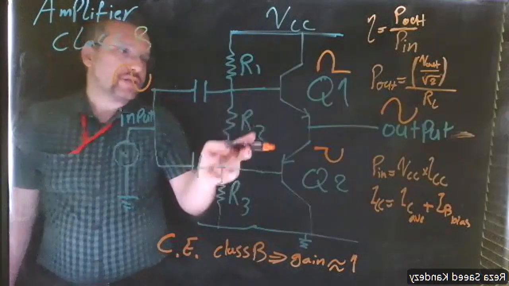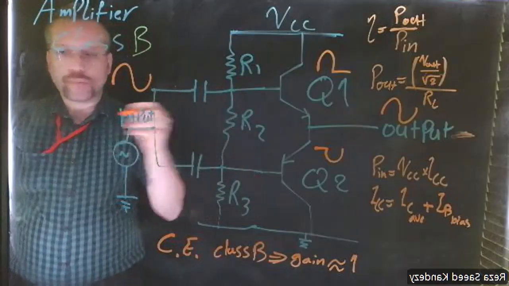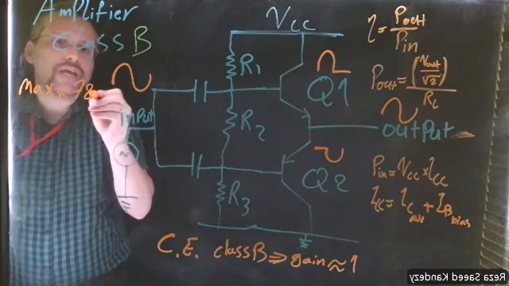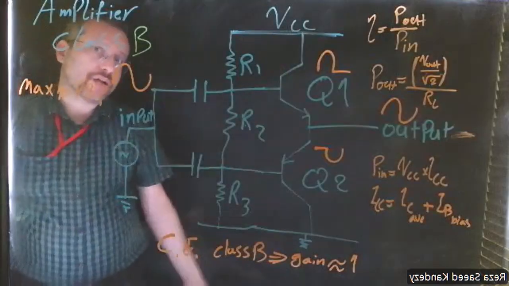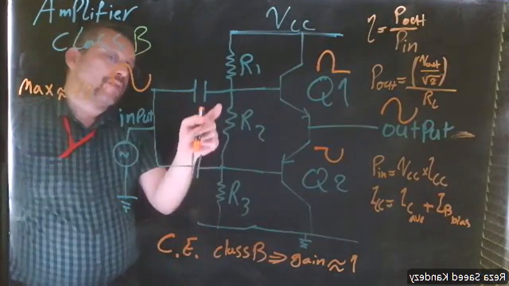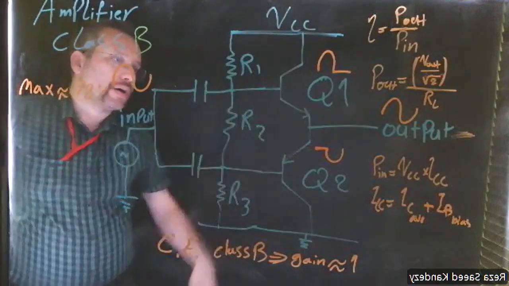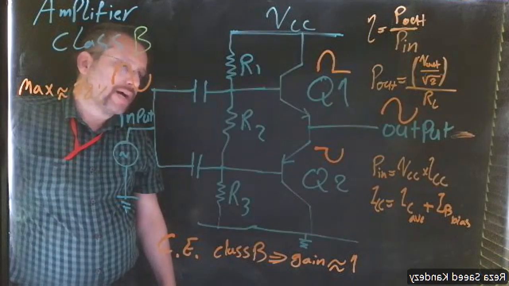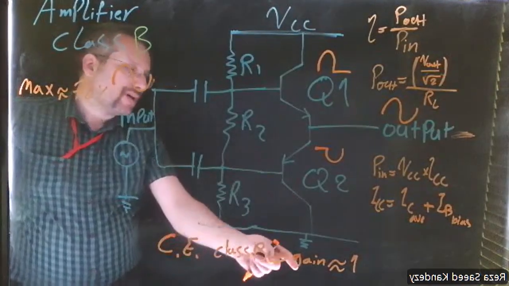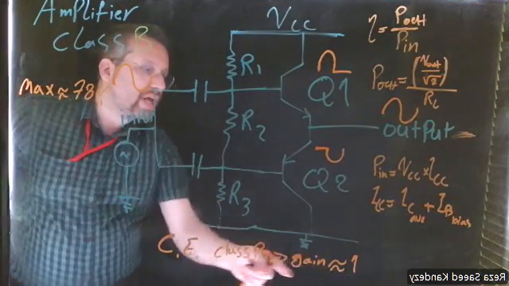What is important in this class is that it is better efficiency-wise than class A. Normally, the max efficiency for class B is around 78%, which is significantly higher than 25% for class A. But the problem with this type of amplifier is that with a common emitter class B amplifier, the maximum gain we can get is 1. So this is one limitation.